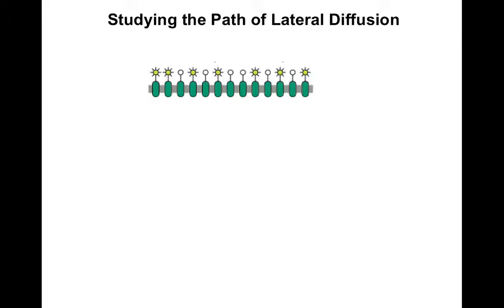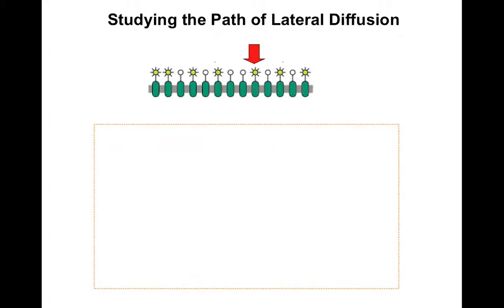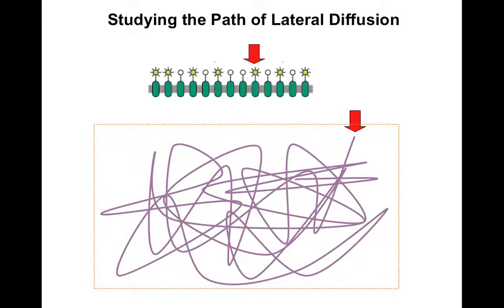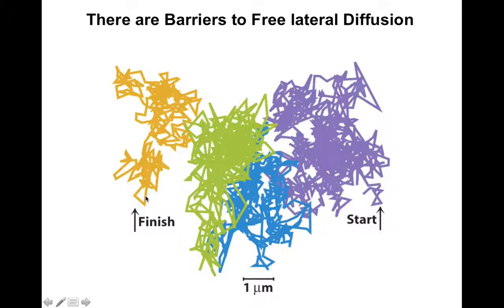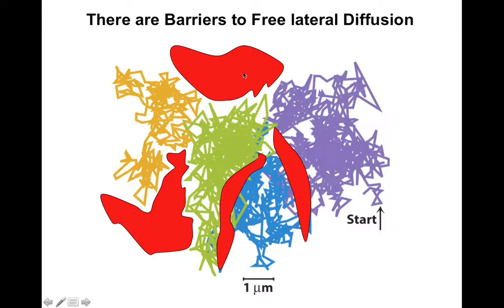Now, do these membrane lipids move? Yes, they do, and you can study the path of lateral diffusion by labeling these lipid molecules. And this is basically how they move. So they start here, they go around here, and then they finish here. However, there are barriers to free lateral diffusion of these molecules, and these barriers are called lipid rafts.